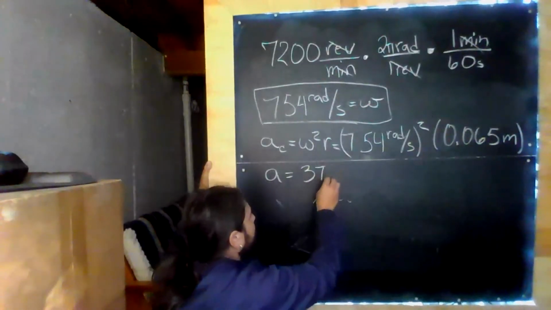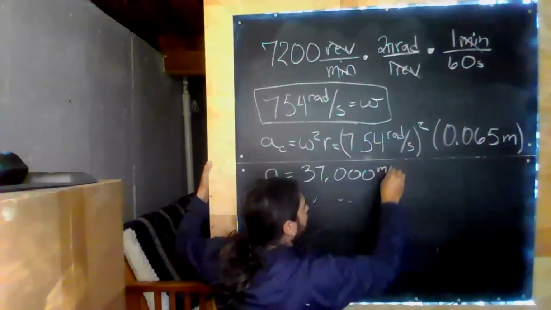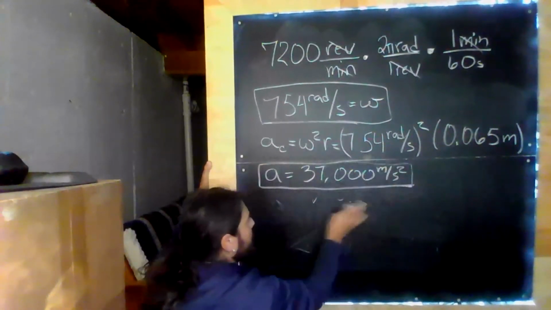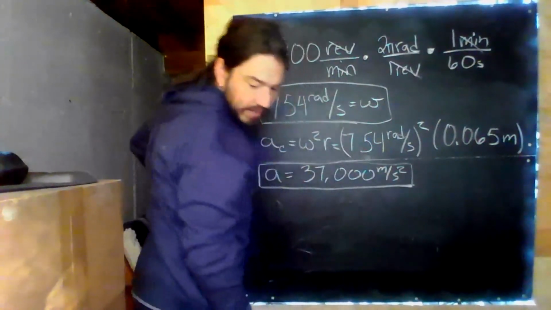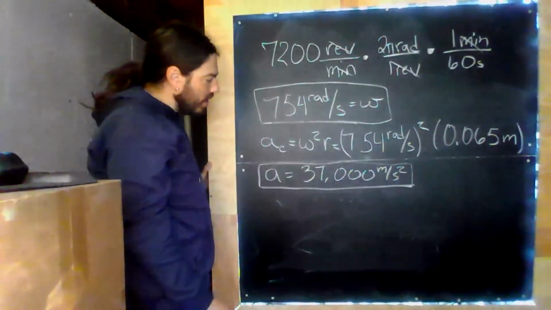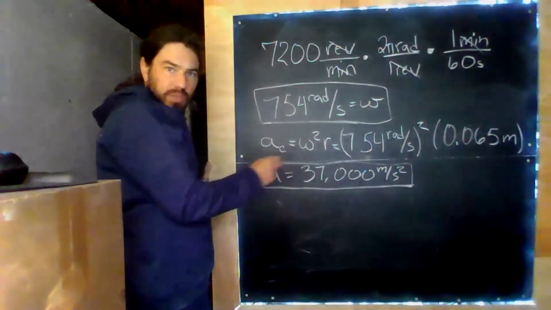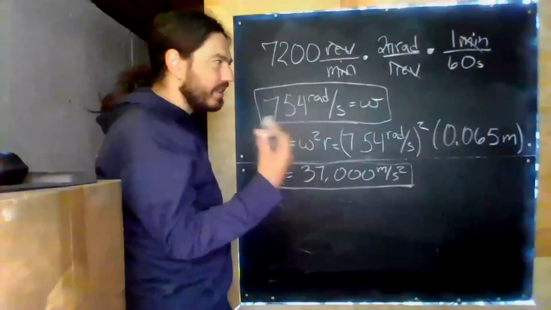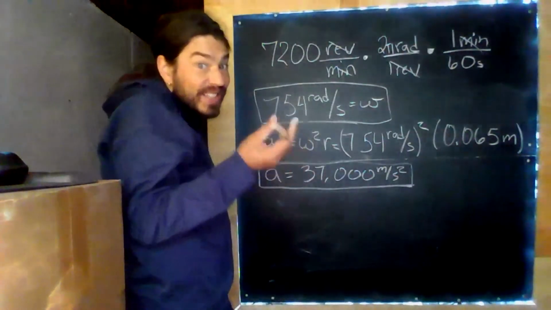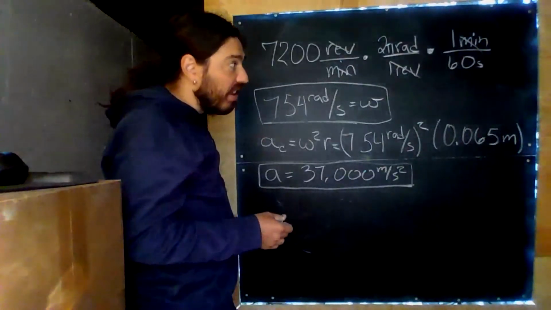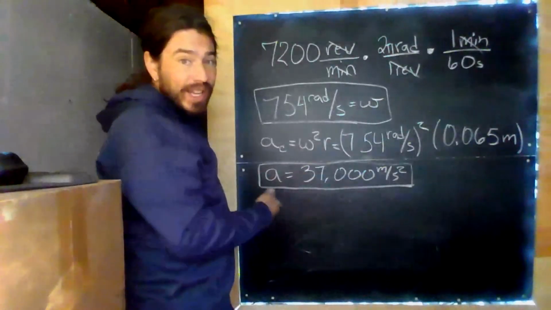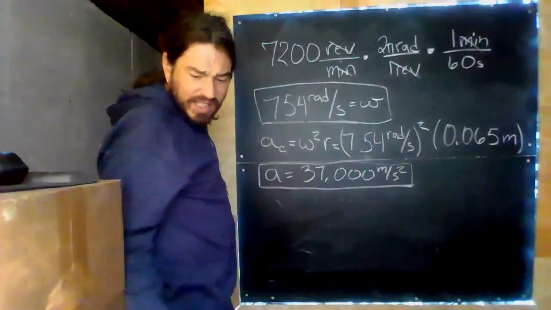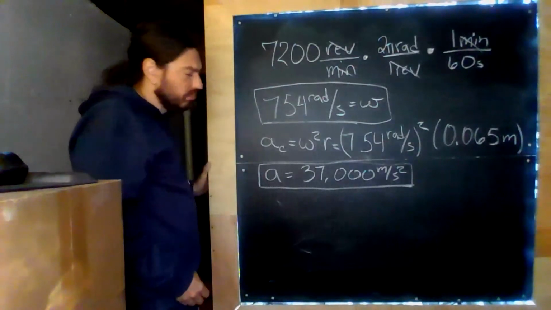When I run my calculator, I get 3,700 meters per second squared. Okay? Notice that the units are meters per second squared. Centripetal acceleration is kind of a fancy acceleration because it's the turning-a-corner kind of acceleration, but it's still just an acceleration. It's still a change in velocity over a change in time. So it has the same exact units, meters per second squared. It's not any different units. Okay.